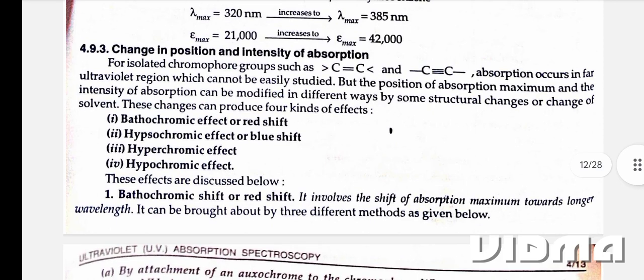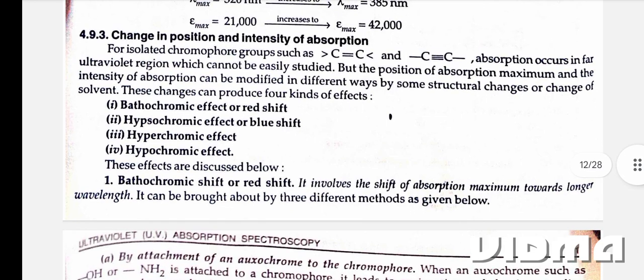Change in position and intensity of absorption. For isolated chromophore groups such as carbon-carbon double bond and carbon-carbon triple bond, absorption occurs in far ultraviolet region which cannot be easily studied. But the position of absorption maximum and the intensity of absorption can be modified in different ways by some structural changes or change of solvent. These changes can produce four kinds of effects: bathochromic effect or red shift, hypsochromic effect or blue shift, hyperchromic effect, and hypochromic effect. These effects are discussed below.